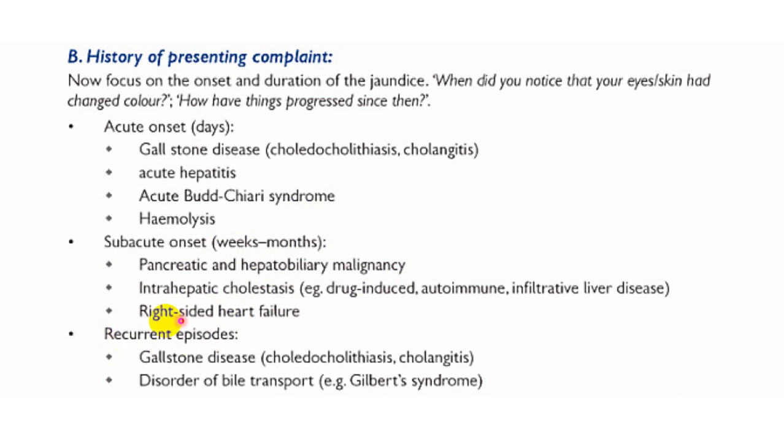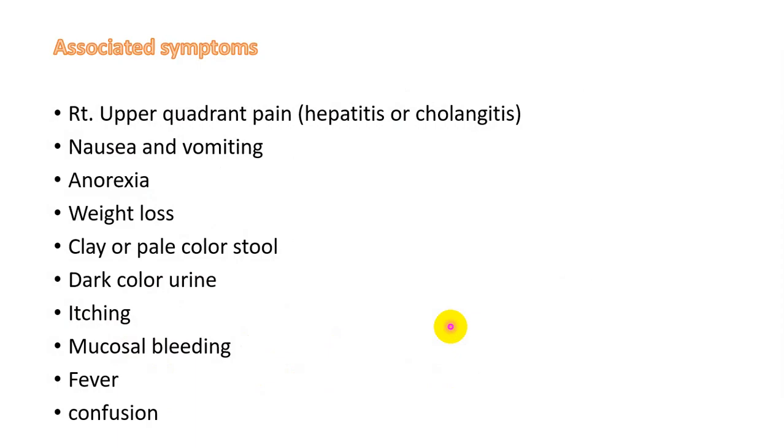Is it recurrent episode of jaundice the patient has, in which there is a time interval he will become normal, such as recurrent gallstone, or an inherited disorder where jaundice occurs in a specific situation, like in Gilbert syndrome?